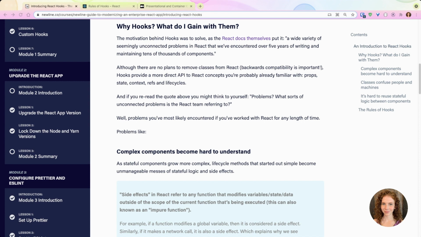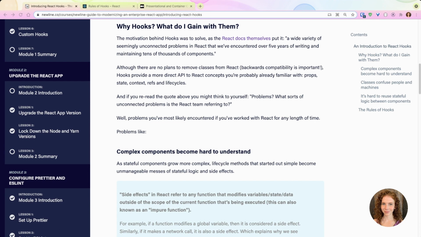So although there are no plans to remove classes from React, backwards compatibility has been important from day one, and for that we are all grateful. Hooks provide a more direct API to React concepts that you're probably already familiar with: props, state, context, refs, lifecycles. Those things that you already know and use in one way or another, regardless of if you're using hooks or if you're using class components.